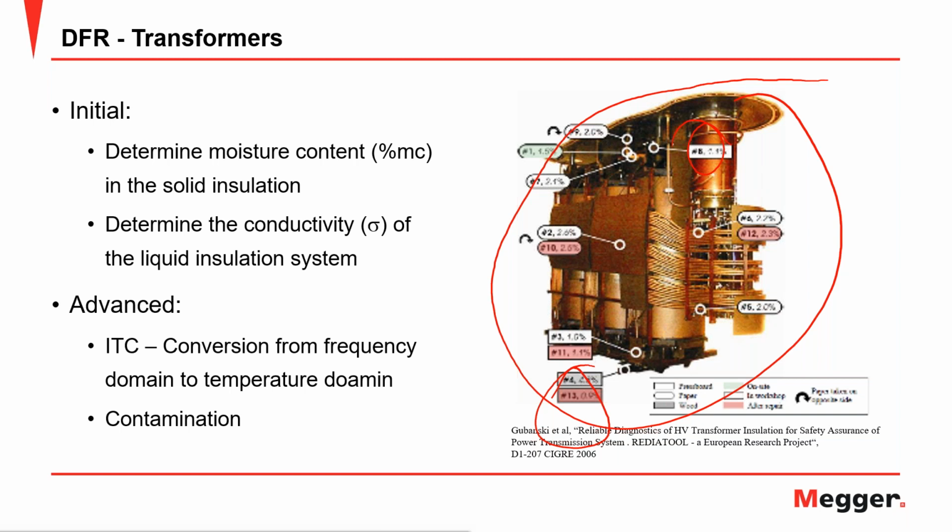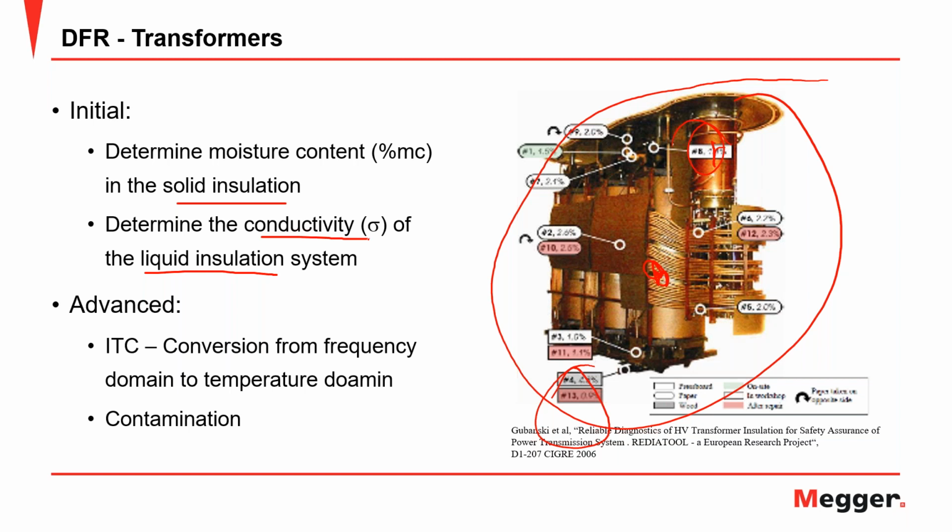And that is the beauty of DFR. When we look at the bulk insulation, I cannot pinpoint with DFR that specifically at this point you have 3% of moisture, or at this point you have 2% of moisture. No, we cannot do that. But we can tell you that the bulk insulation of that transformer has 2%, 1%, 1.5%. So from here, as I said, the beauty of dielectric frequency response is that we can discriminate between the condition of the solid insulation and the condition of the liquid insulation, because we can determine the conductivity or the power factor, dissipation factor, of the liquid insulation.